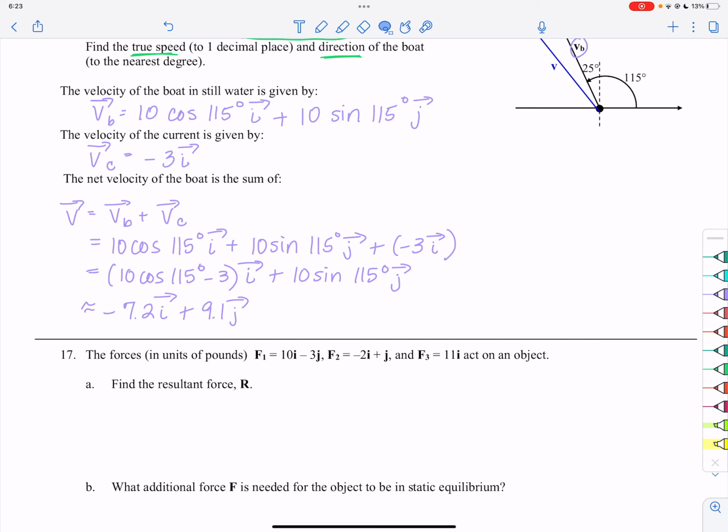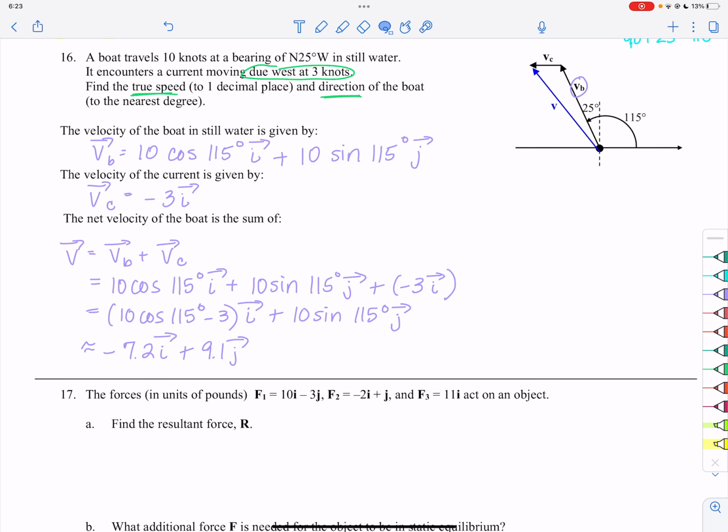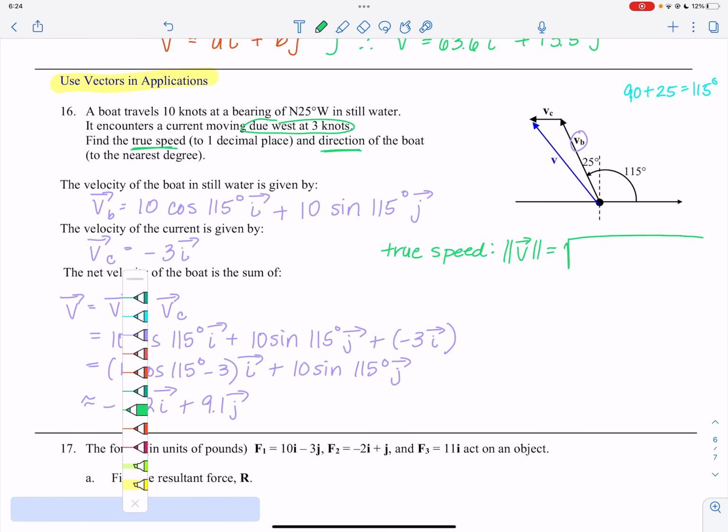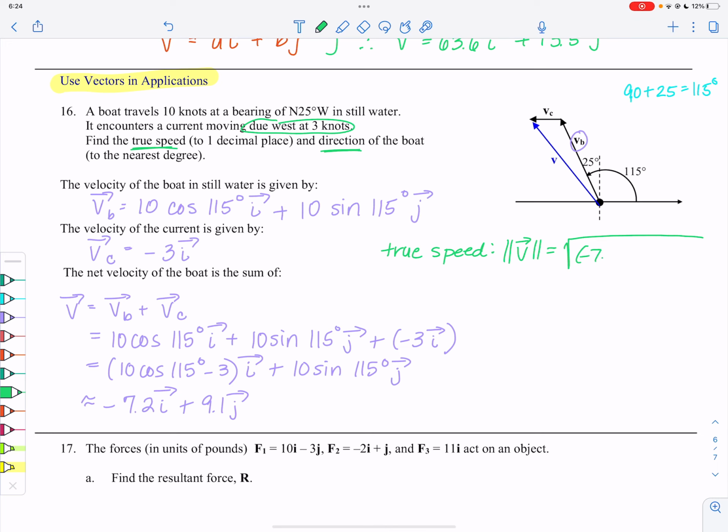Okay, now they asked us for the true speed and the direction. So we're going to need to get both of those. So let's go ahead and begin with the true speed. And that true speed is the magnitude of our vector v. And as you can see, that's going to be the square root of -7.2 squared plus 9.1 squared. And you'll get about 11.6 knots.